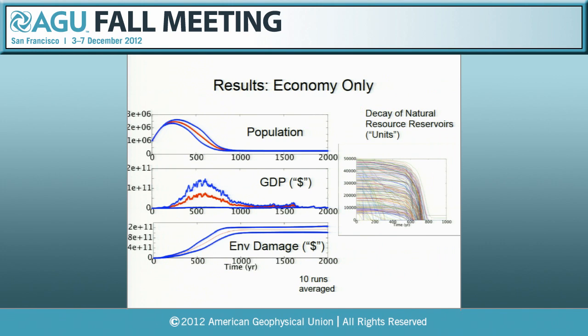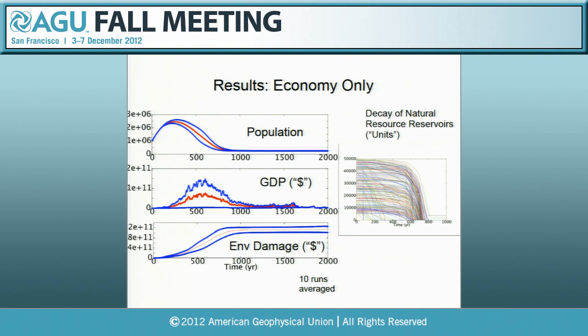So I'm just going to show you really fast a couple of results from that, but it's still ongoing. Basically, this is just with the economic part of the model, not management or resistance. Economics interacting with a set of natural resources, 200 natural resources, and just starting off the simulation and letting the economy run and seeing what kind of environmental damage happens, et cetera.